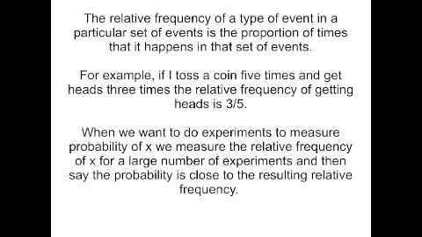The relative frequency of a type of event in a particular set of events is the proportion of times that it happens in that set of events. For example, if I toss a coin 5 times and get heads 3 times, the relative frequency of getting heads is 3 over 5. When we want to do experiments to measure the probability of X, we measure the relative frequency of X for a large number of experiments and then say the probability is close to the relative frequency. The reason we can do this is that the expectation value of the relative frequency is close to the probability for large numbers of measurements.